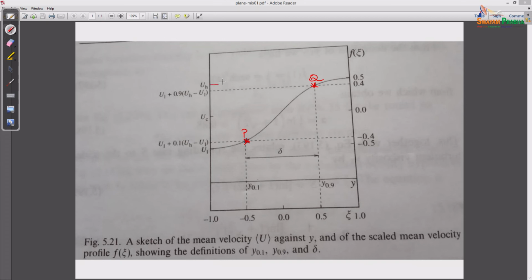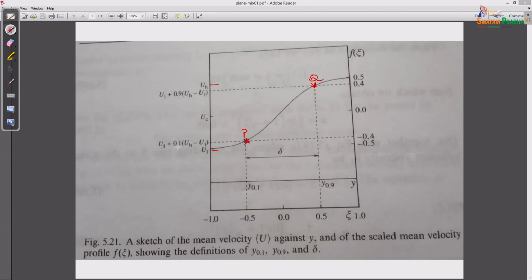Okay, UH minus U1, and a fraction of that, depending on where P is located. So P is located at 0.1, therefore this is 0.1, and hence U1 plus UH minus U1, the difference, and a fraction of the difference, which is 0.1. So that's how we get the P here.